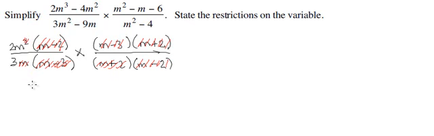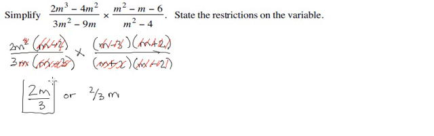So when the dust settles from all that, all we have left is 2m over 3, or, if you prefer, 2/3 m. So we certainly did a good job of simplifying it. It started out kind of huge, and we chopped it down to a single term. Restrictions. I hope you can see through my hash marks here.